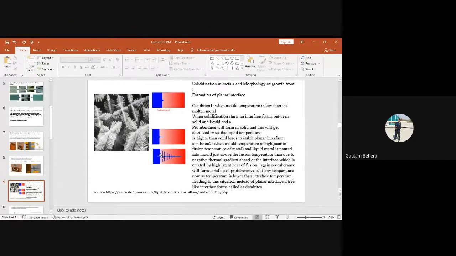So now you can see the protuberance has grown in this particular direction, and some secondary dendrites have formed. Then further tertiary dendrites will form. The tertiary dendrites and the primary dendrite will be parallel. Okay. So due to this kind of situation, you can get a dendritic structure rather than a planar interface.